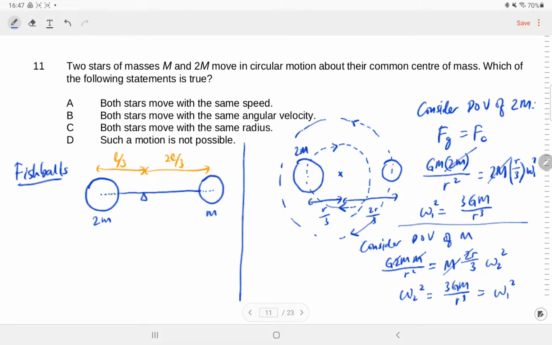This is the result that you need to know for this kind of binary star system moving about a common center of mass: they will both have the same angular velocity, and also the same period. Same radius, confirm no. Same speed, confirm no, because you have to cover a different circumference in the same time, so you can't have the same speed. D is of course rubbish. So the answer is B.